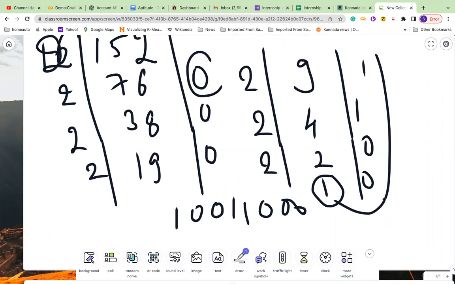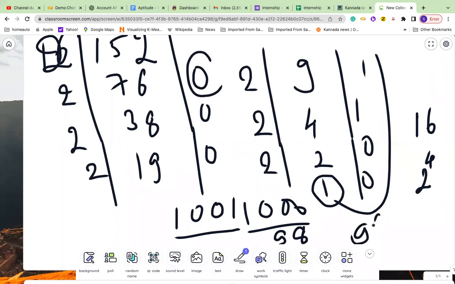Yes, now, sir, what is 16? 2 to the power of 4. So I will be grouping 4. What is this actually? 1, 0, 0, 0 is 8. So 1, 0, 0, 1 is 9. So 98 in hexadecimal. It is equal to hexadecimal 9. In hexadecimal, it is 98. 152 is equal to 98 in hexadecimal. Is that clear?